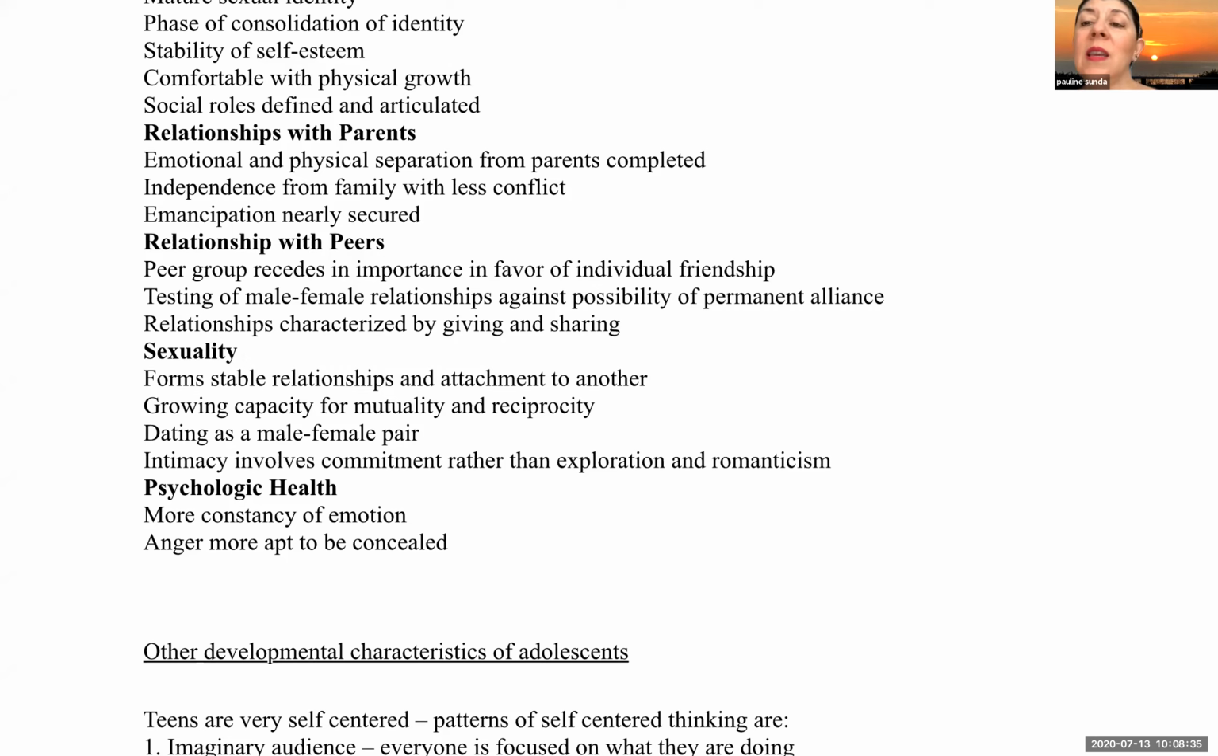Sexuality: they tend to form a stable relationship and have an attachment to another person. There is a growing capacity for mutuality and reciprocity. Intimacy involves commitment rather than exploration and romanticism. And again, dating will occur with whomever it is that they are attracted to. Psychological health: here, they're more constant in their emotions, so they're much more stable. They're not up and down as much. And then if they do become angry, they are much more able to control and conceal that.